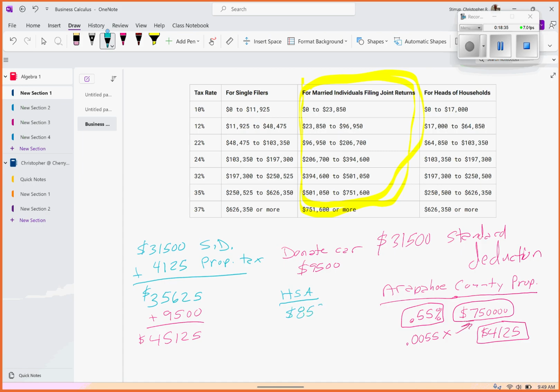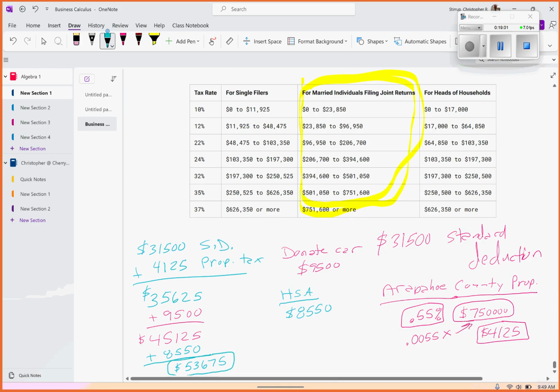Sweet. Okay. So this means that if I put $8,550 into it, I can offset my taxable income even more, which means now I'm going to lower my taxable income by this much money. Now, here's the beauty of it, we're talking almost $54,000 that you, as a homeowner with a family with an HSA who donated a car, you can lower your taxable income.